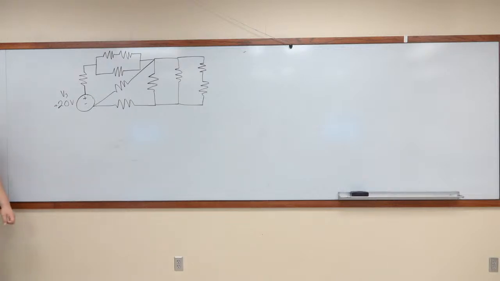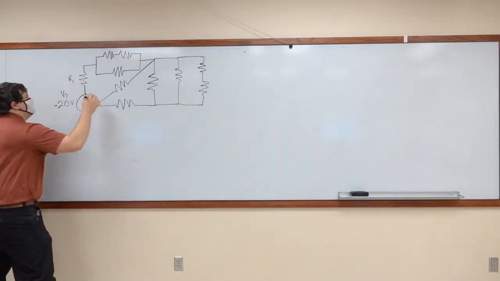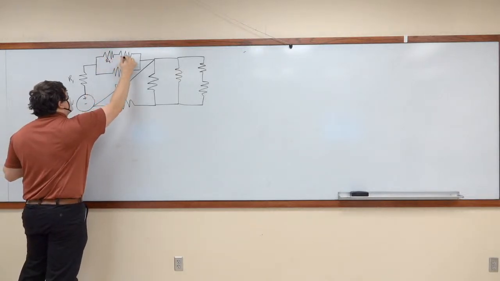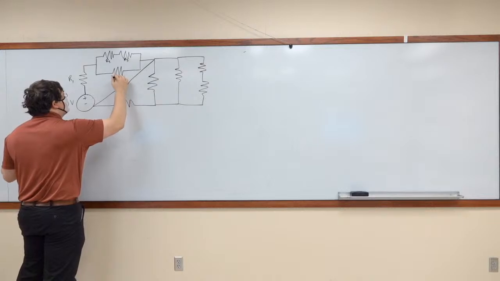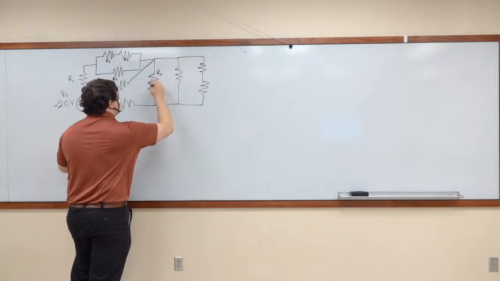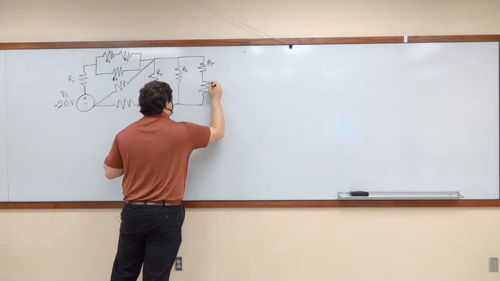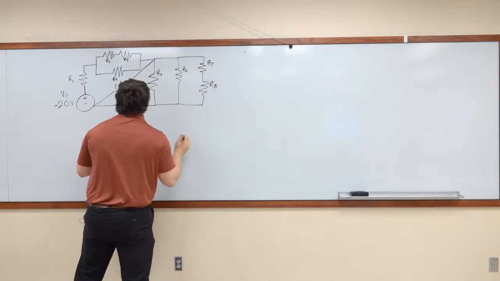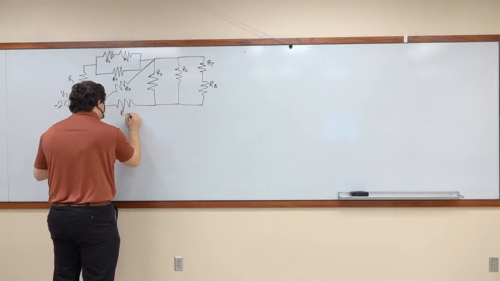I'll go ahead and start labeling every component. This is R1. R2 and R3 are up here on top. R4 is the one on bottom. R5 will be this one. R6 will be this one. R7, R8 over here. We'll make this be R9 and this be R10.